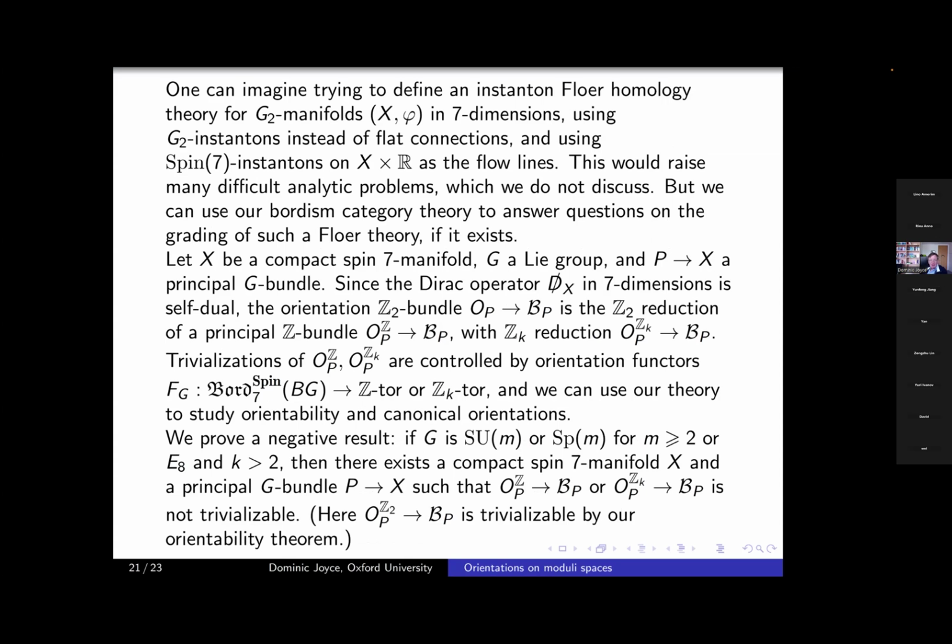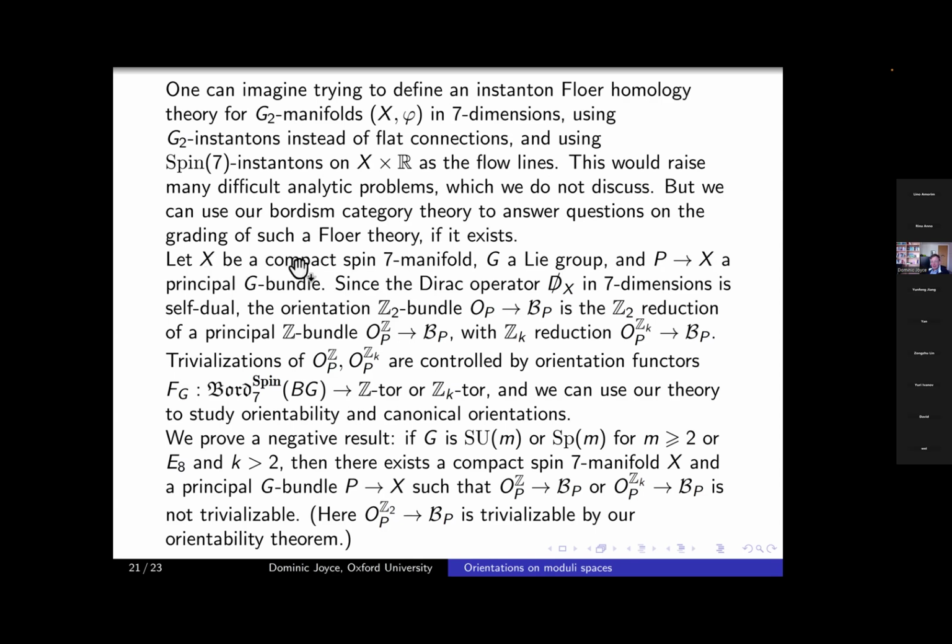Okay, so you can imagine trying to define instanton Floer homology theory for G2 manifolds in 7 dimensions, using G2 instantons instead of flat connections, and then using spin 7 instantons on X cross R as the flow lines in infinite dimensional Morse theory. So this would raise a whole lot of horrible analytic problems, which we don't discuss. This kind of thing is what the Donaldson-Segal, Donaldson-Thomas research programs are really about. Anyway, we can at least use our bordism category theory to answer questions on the grading of such a Floer theory if you're able to define it.